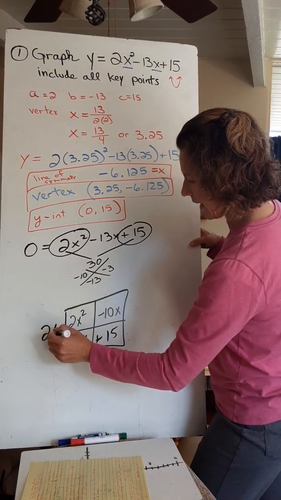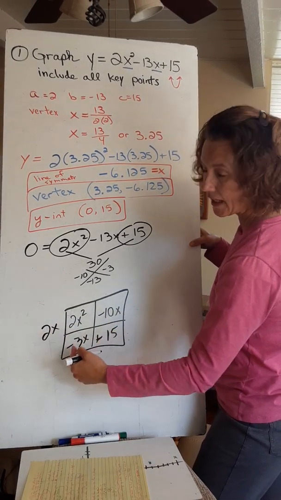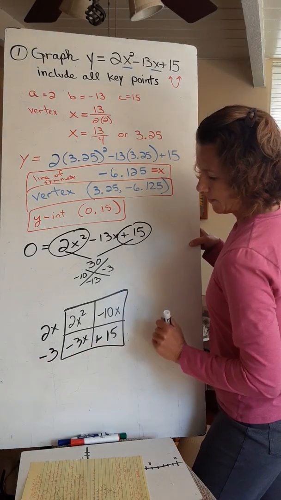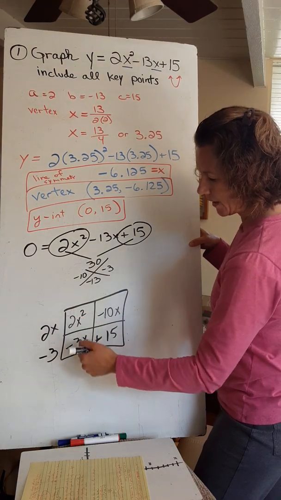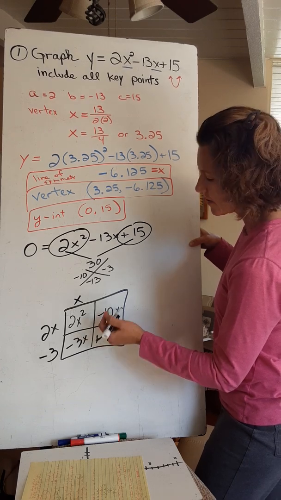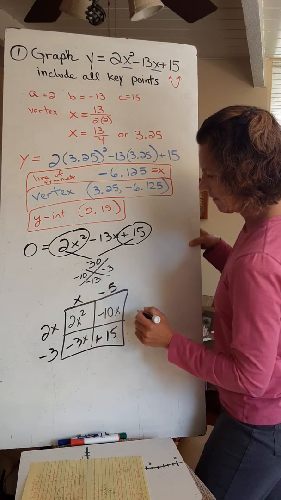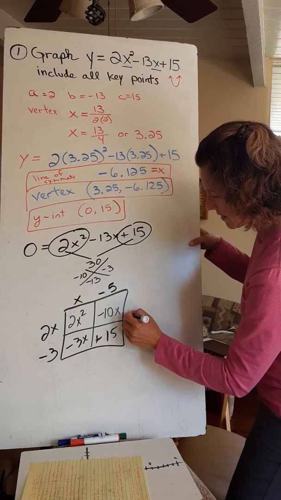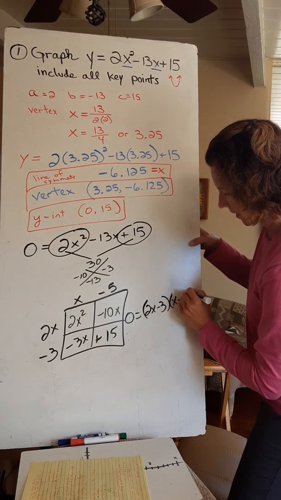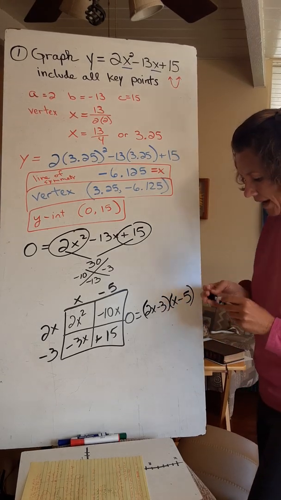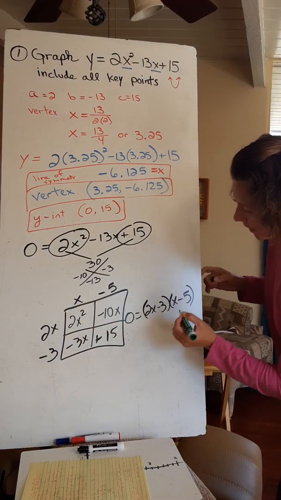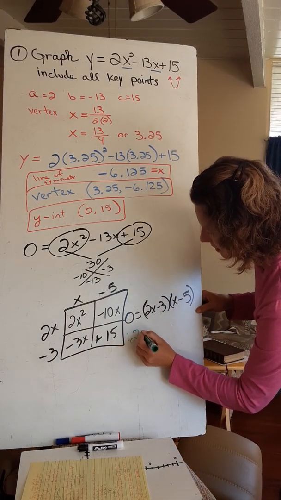Factoring here, we get 2x. So factoring here, it's a negative in the front, so we want to take out a negative 3. So here, what comes out is just an x. Here, again, this is a negative, so we want to take out a negative 5. So we get 0 equals 2x minus 3, x minus 5. So we're going to have 2 x-intercepts. What we're going to do is solve each of these.